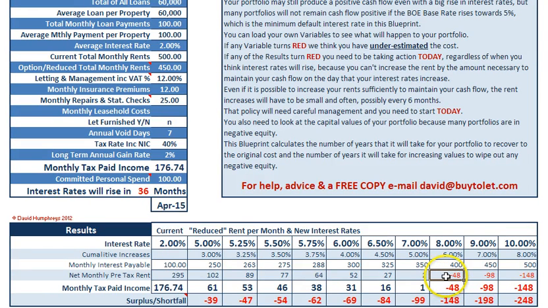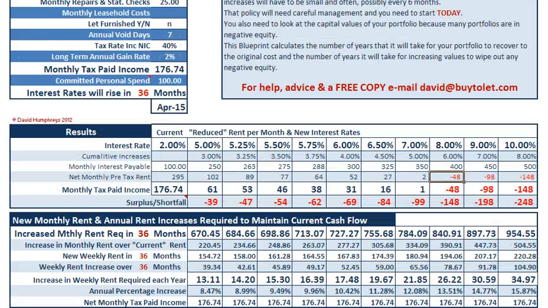And this is why it's so important that you judge when your interest rates will rise and by how much. How high are they going to go? Now, the next panel looks at the new monthly rent and annual rent increases required to maintain your current cash flow. And your current cash flow is £176.74 a month, with £100 committed to personal expenses which are not related to your rental business. And that same £176.74 is brought into the results, the first column of the results, the current position.